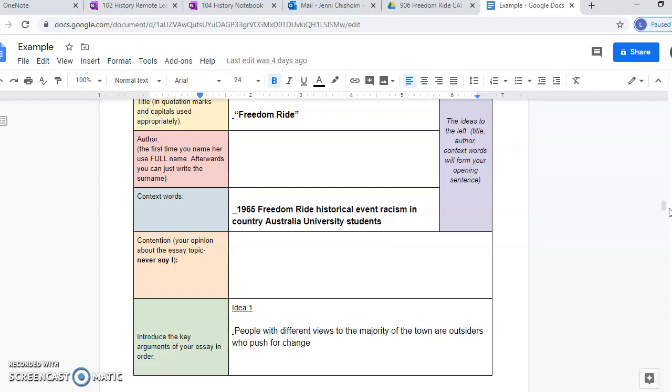And if you are stuck or need help, then you only need to get onto Teams and type in the chat and I'll respond to you. Okay, good luck writing your essay.